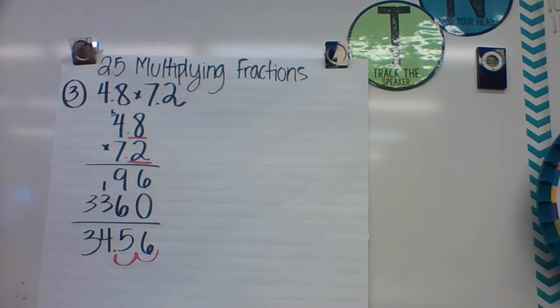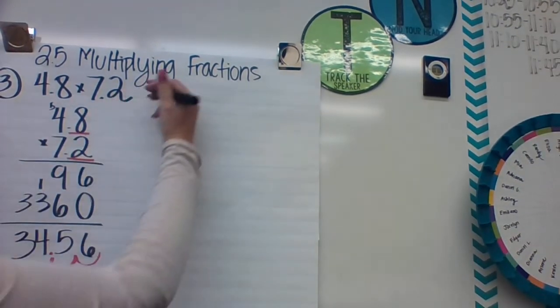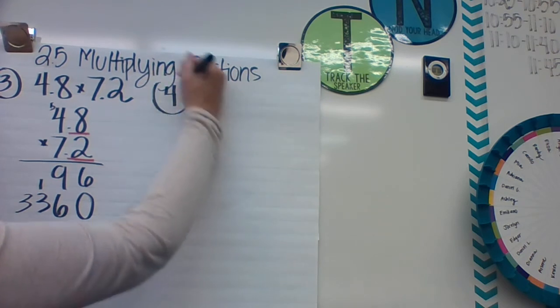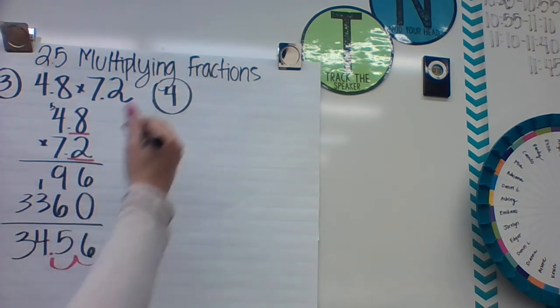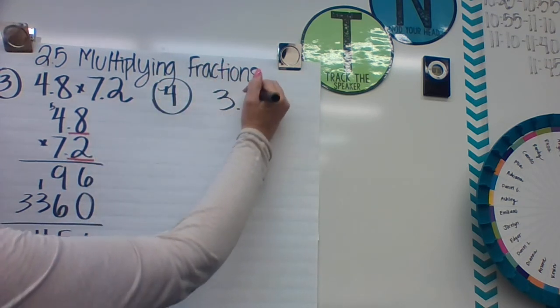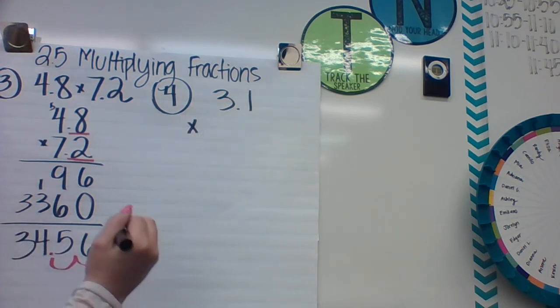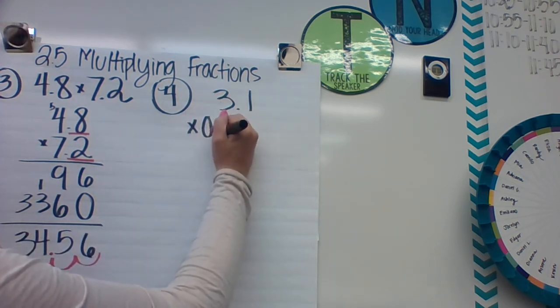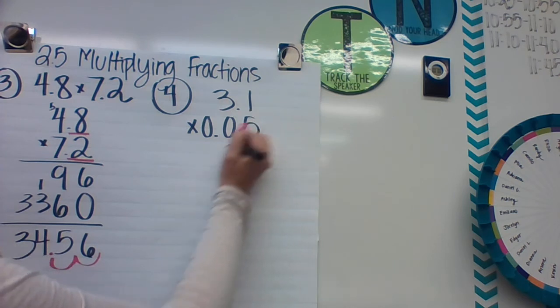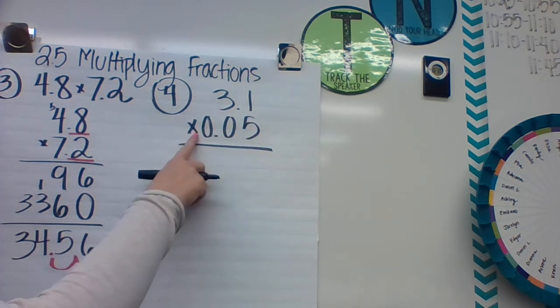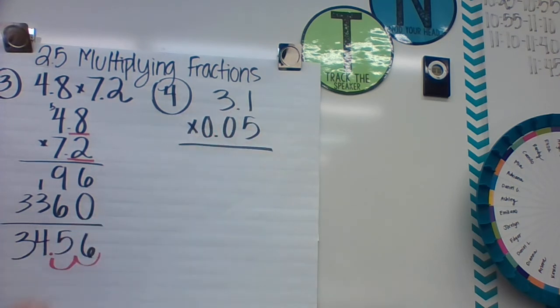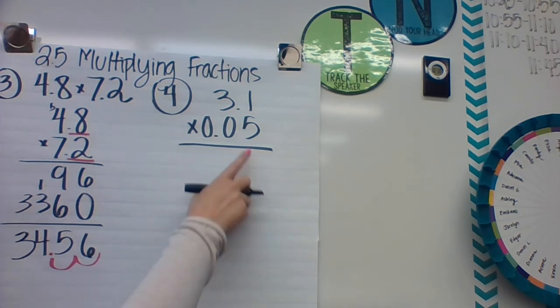We're going to go ahead and look at one more problem. Problem looks like this: 3.1 times 0.05. Now notice in this problem I did not line my decimals up because when you're multiplying you do not need to do that. Okay, we'll multiply like normal.